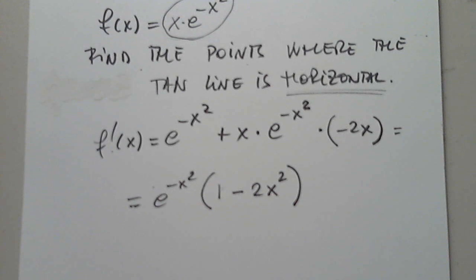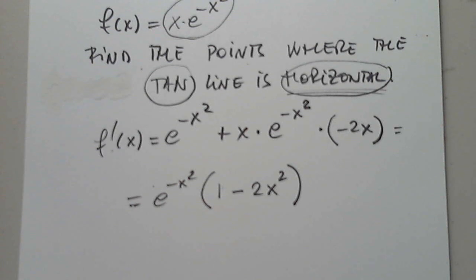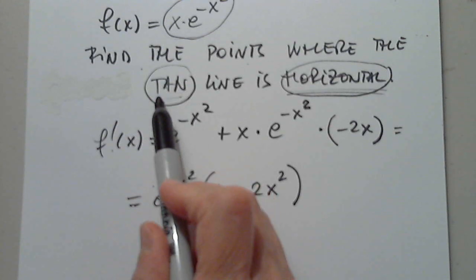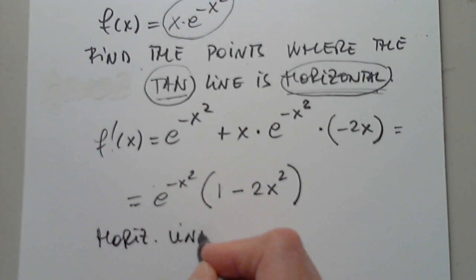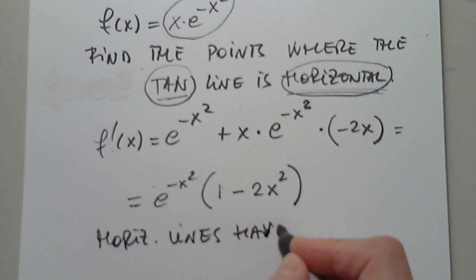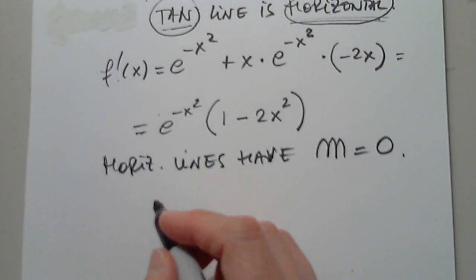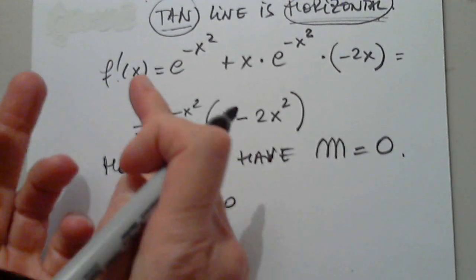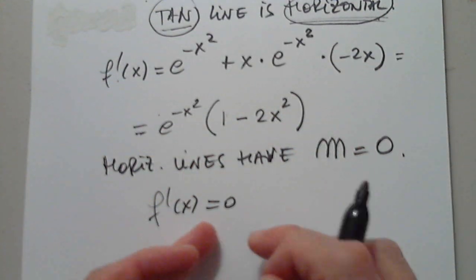Awesome. So now let's focus on the tangent line being horizontal. What does that mean? When a tangent line is horizontal, what is its slope? 0. So horizontal lines have slope 0. So all I have to do is set this function equal to 0, because this gives the slope of the tangent line at any point where the function is differentiable. Set it equal to 0.